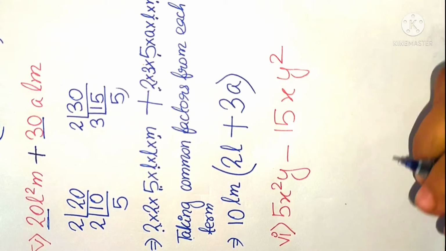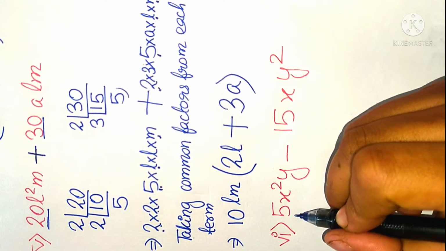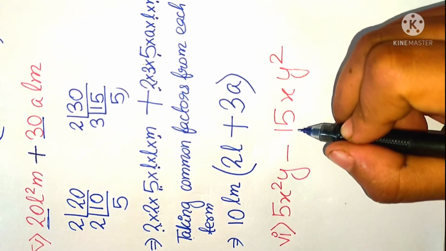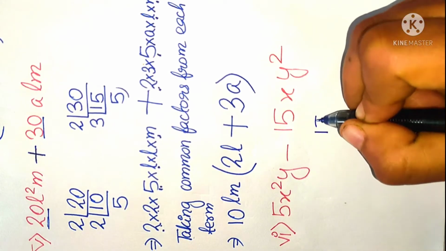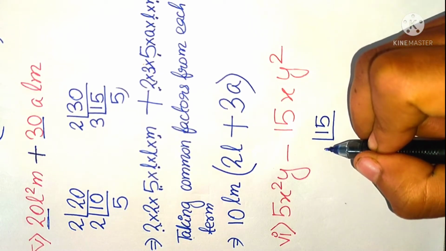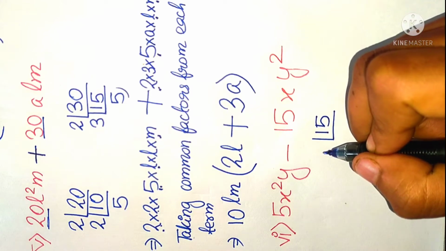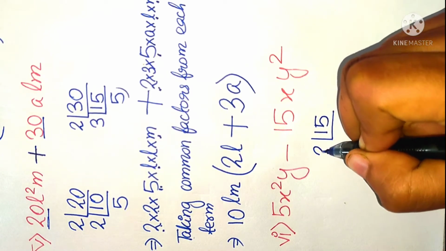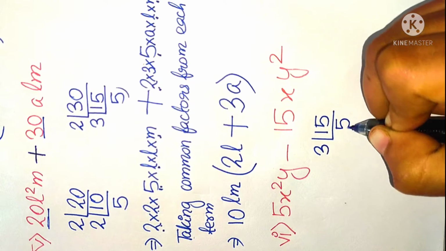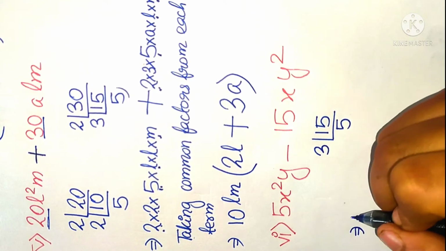Now let's start with this sum. Here we have 5 as the constant, which is a prime number, we cannot break. Here we have 15, which is not a prime number, so let us find out the prime factorization of this 15. 15 is not divisible by the smallest prime number 2, so let us check whether it is divisible by the next prime number 3 or not. 3 5s are 15. Here 5 is the prime number, so stop here.